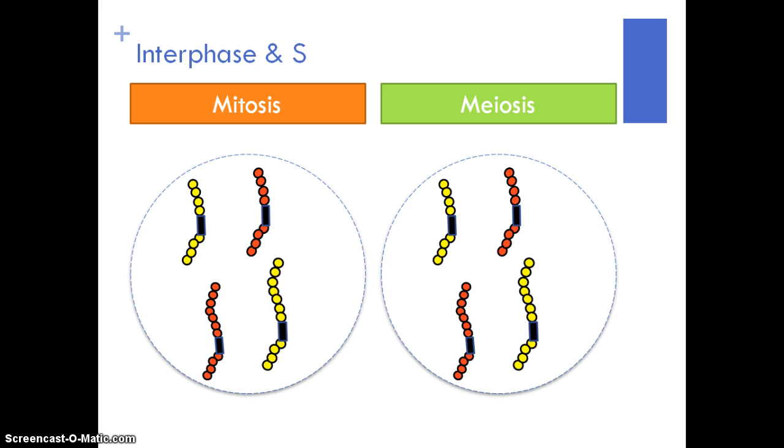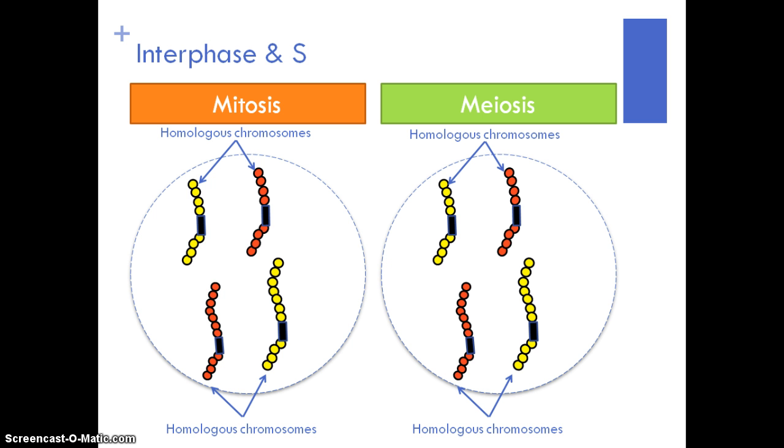Each of our original cells, whether they're in mitosis or meiosis, are going to begin in interphase and the S phase. If we look at the cells in interphase, they're each going to have 2 copies of each chromosome. These are called homologous chromosomes. That's because this chromosome here and this chromosome here carry the same kinds of genes. Same thing here, this chromosome and this chromosome carry the same kinds of genes with the same information.